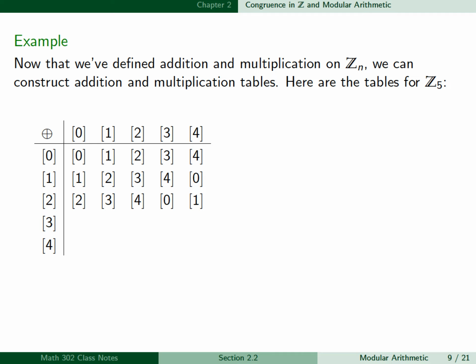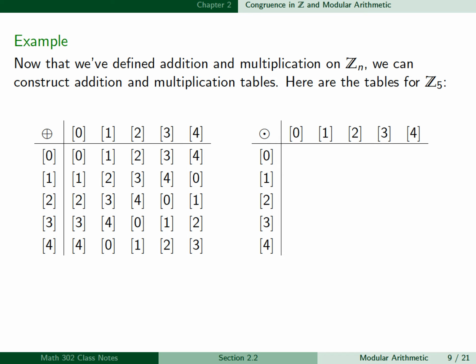So note that the class of 2 plus the class of 3 will be the same as the class of 5, which is equal to the class of 0. The class of 2 plus the class of 4 will be the class of 6, which is the same as the class of 1. And then continuing. And so there's our addition table for Z sub 5. And then we can also construct our multiplication table.